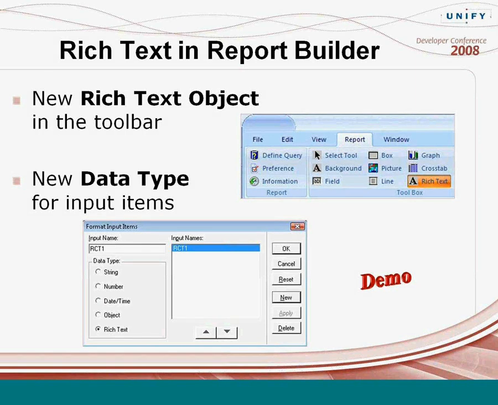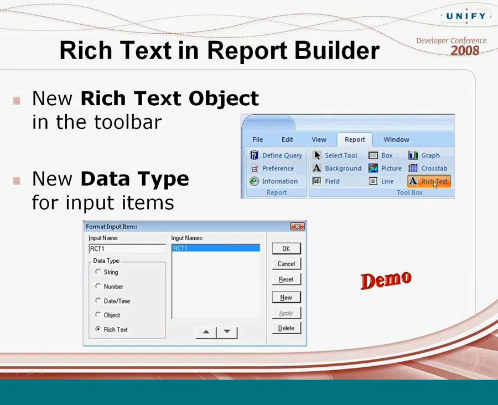Rich text in Report Builder. So rich text is now a new object in the toolbar, as you can see in the screenshot here in our Report Builder. And for those not familiar with Report Builder 5.1 and 5.2, we have a new ribbon bar to Report Builder. It has a new look and feel to it, and this ribbon bar now includes a rich text object in it.